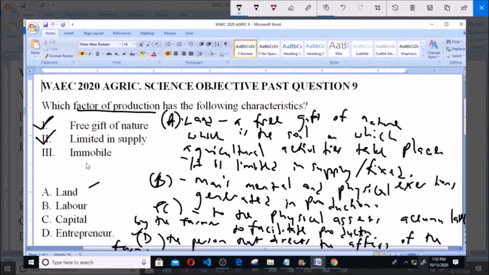And option 3, of course, says immobile. Of course, you cannot move land from where it is situated or from where it's located. As we said here, it is fixed, so it ticks that box. And for the remaining factors of production, you can always transport labor, you can also move capital, and you can transport the entrepreneur. So from all we have seen, we see that option A, which is land, is the factor of production that exhibits the following characteristics. So it is the correct answer to this question.